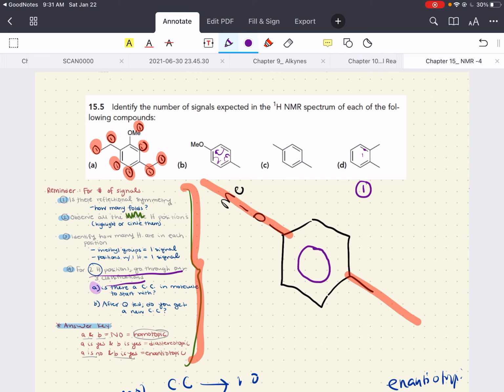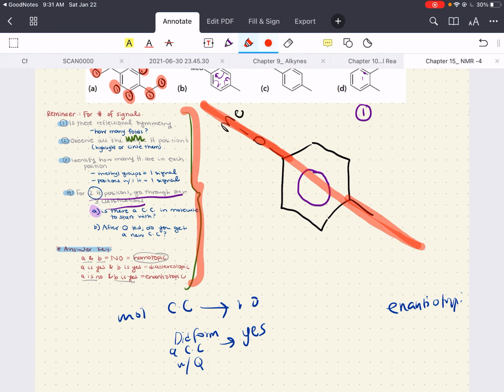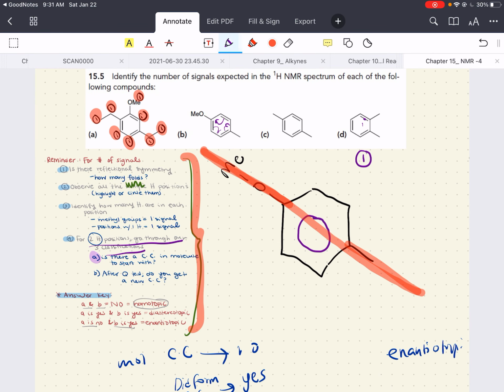And so when you draw your rings like this now, you can truly see how when you draw a line straight through here, this side of the molecule looks like this side of this molecule. So there is indeed reflectional symmetry within our molecule. So we're going to have to write, yes, there is reflectional symmetry.